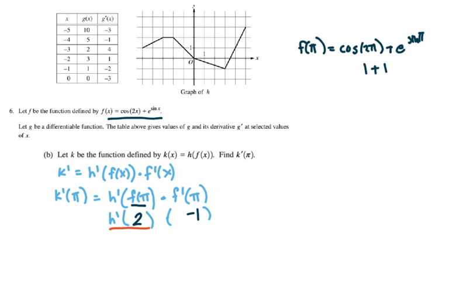H prime, derivative is slope. We've got a graph of h. If you come over here to x equals 2, you can see that your slope is negative 1/3. So now we're dealing with negative 1/3 times negative 1. So your answer is k prime of pi equals 1/3.